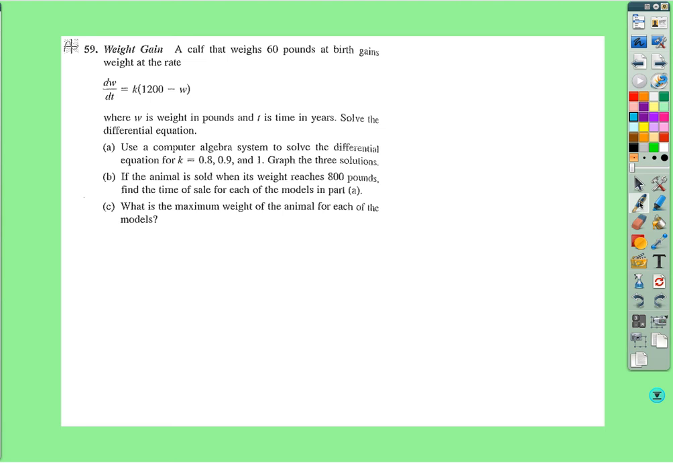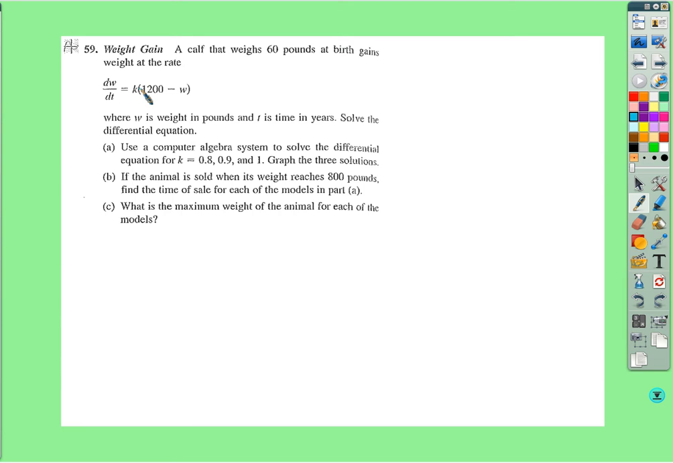What is a computer algebra system? A computer algebra system is like a really fancy graphing calculator, like the TI-Nspire. Some schools have it. It's not a little program you can install; it's kind of a big thing. The Nspire comes with one if you buy the special version. But there are so many free things on the internet that if you type in dy over dt, put the value of k in there, 0.8, 0.9, and 1, and solve this or anti-differentiate, it can give you some kind of solution. You probably just Googled the problem, did you?